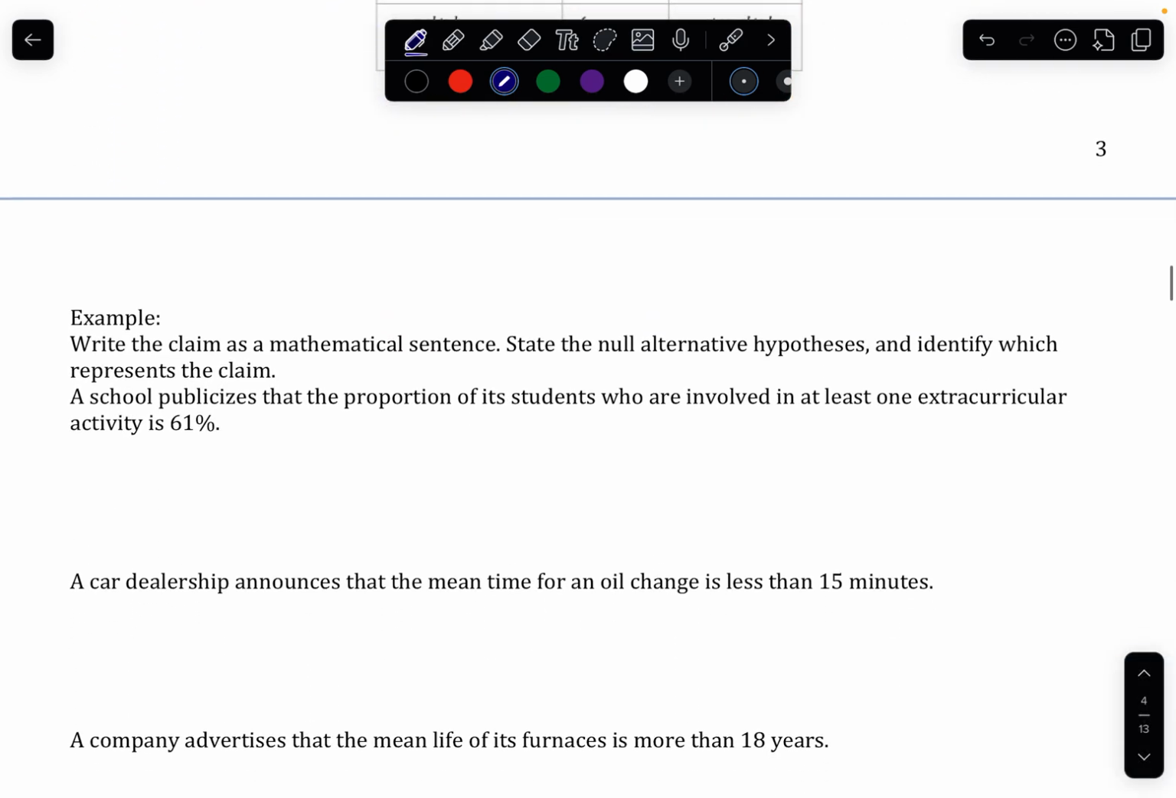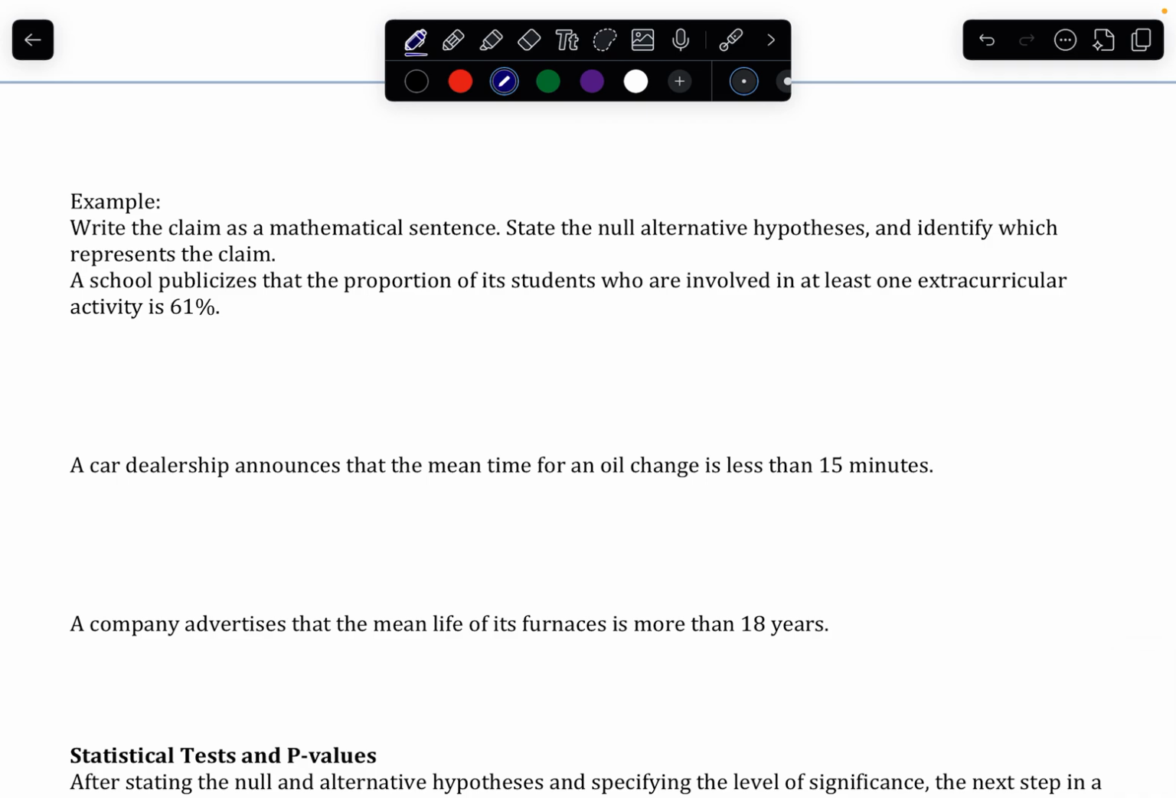If we wanted to write claims as a mathematical sentence, and then state the null and alternative hypotheses and identify which represents the claim. A school publicizes that the proportion of its students who are involved in at least one extracurricular activity is 61%. So we're looking at the proportion, and we're saying that it is 61%. That is our claim. P equals, we're going to change that to a decimal, so we get 0.61.